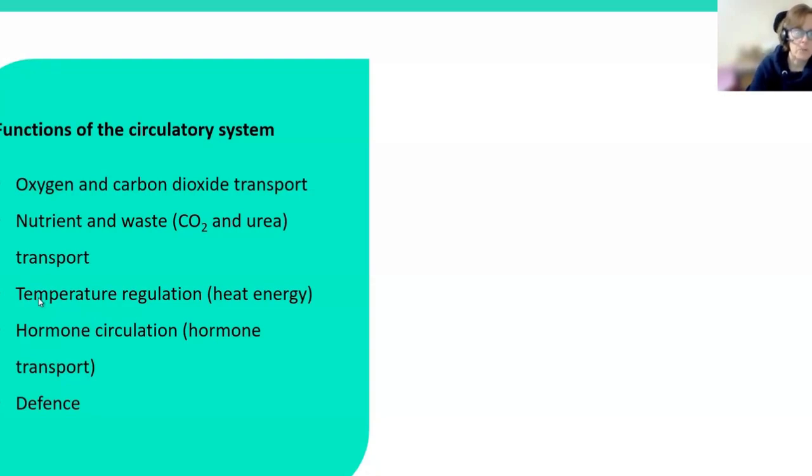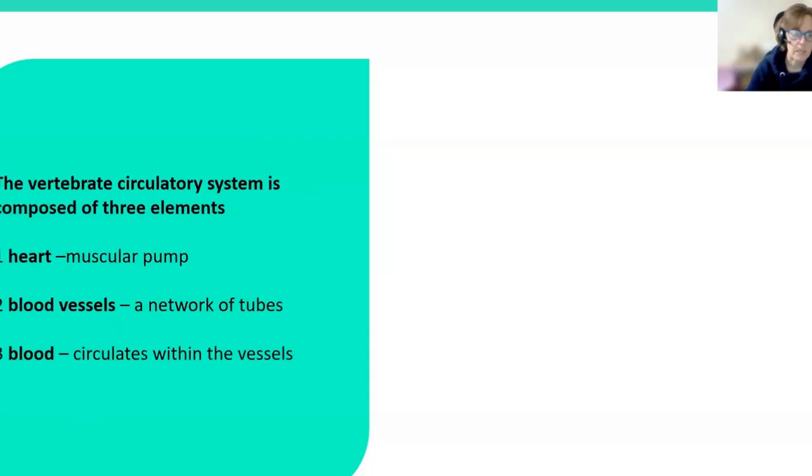It's important in temperature regulation because the blood is what basically moves the heat around our body. Hormone circulation, which we'll learn about later on in another unit, and defense, which we've had a little look at today, and we'll look at in more detail in a later unit as well. So the white blood cells are really defense orientated.